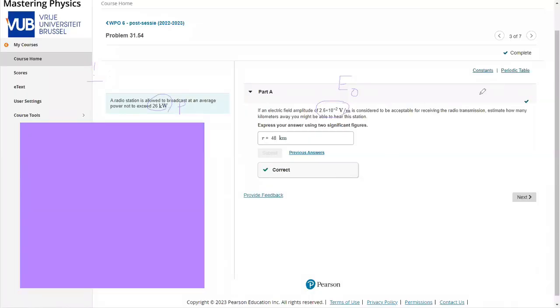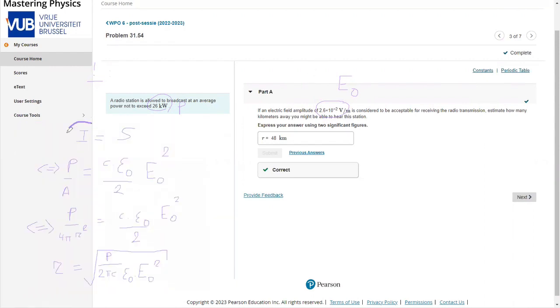Okay, right now we are in the tutorial exercise. So basically what I did is I just saw some information given. You can see that there is the power given and the electric field amplitude. You have to know a formula, but just know the formula, that's basic. If you know the formula in a solving situation, you just have to do like this.